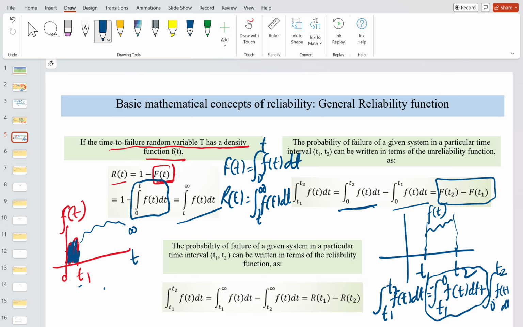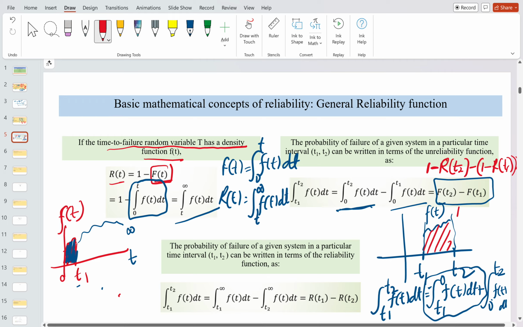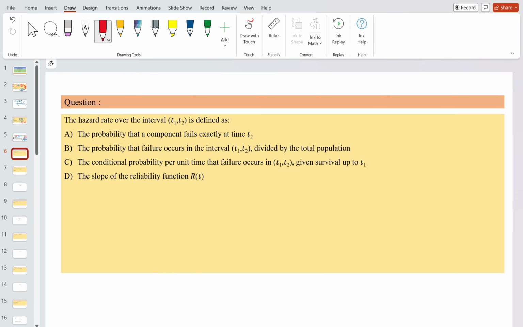Similarly, if you wanted to find out the reliability between these time stamps, reliability is 1 minus F(t2). You consider R(t2) minus R(t1), which is (1 minus F(t2)) minus (1 minus F(t1)). When you work it out, it comes out to be R(t1) minus R(t2). So this is what you use when you wanted to find out the failure probability between the time stamps t1 to t2. Okay, let's move forward and try to solve this problem.